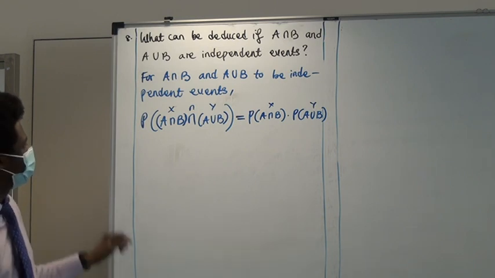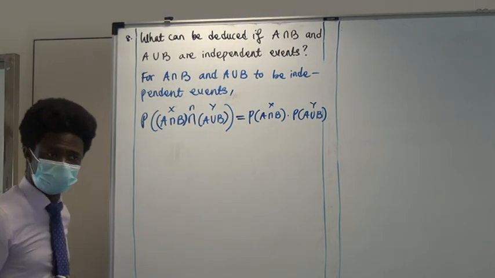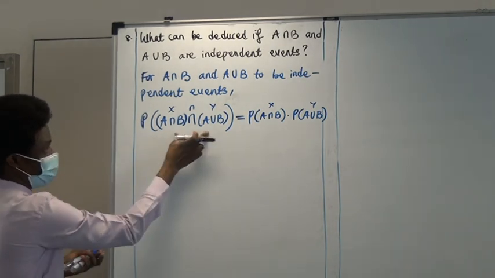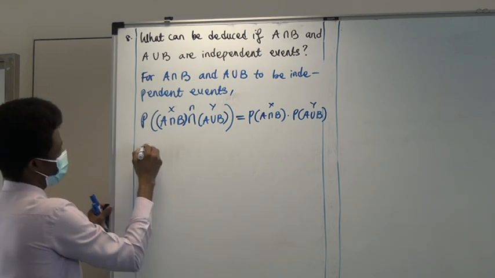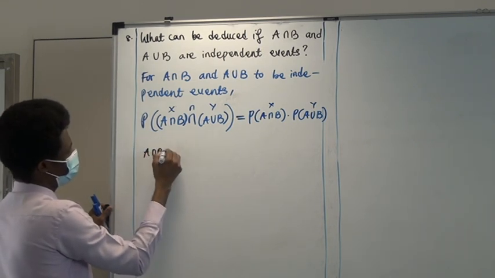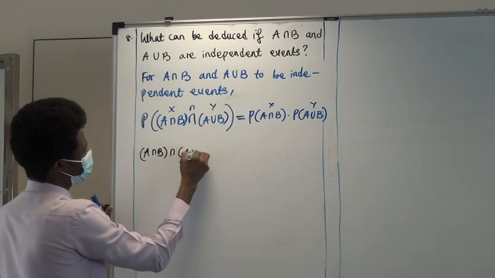Understand? Because this looks complicated, I'm going to bring it out now so that I can simplify this. A intersection B intersection A union B.